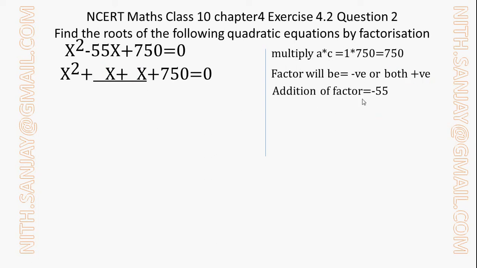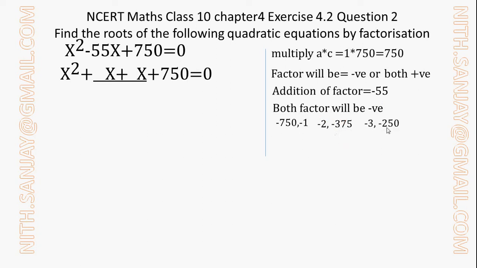Now because the addition has to be minus 55, means the addition has to be negative, so both the numbers should be negative, because I will get a negative addition only if I add two negative numbers, right? Now I will start listing factors of 750. I am taking negative numbers because both factors will be negative. So minus 750 and minus 1, this cannot be my factor because they will not add up to minus 55, so I have to reject it. I will take the next factors of 750, minus 2 and minus 375.